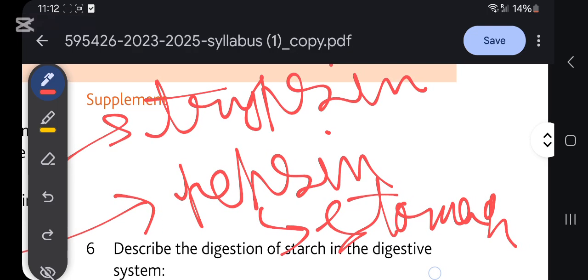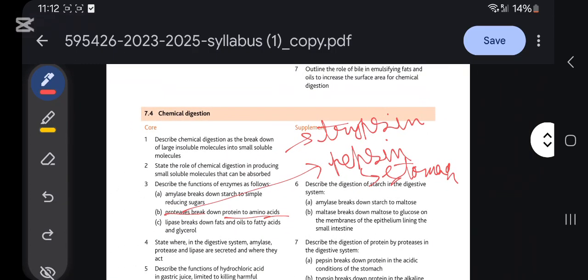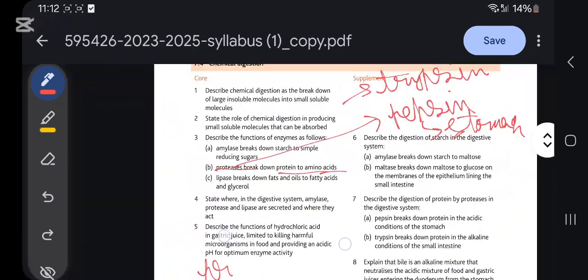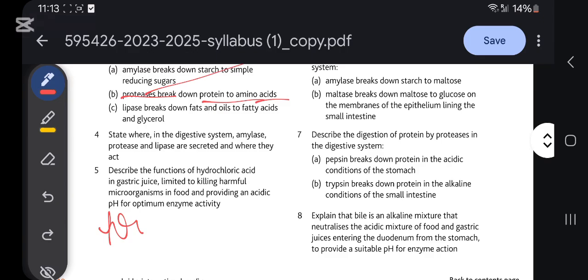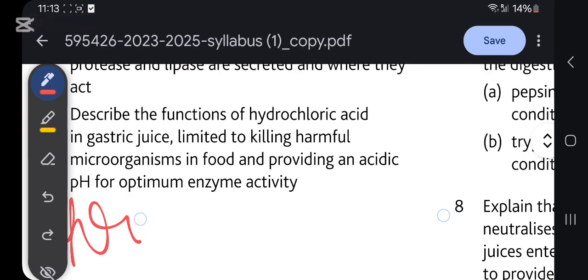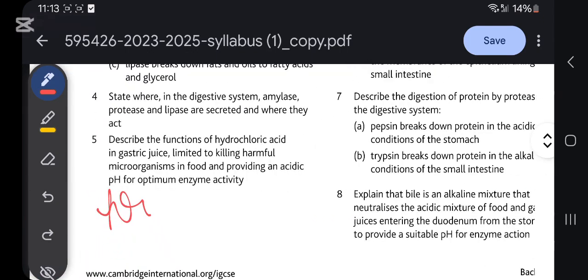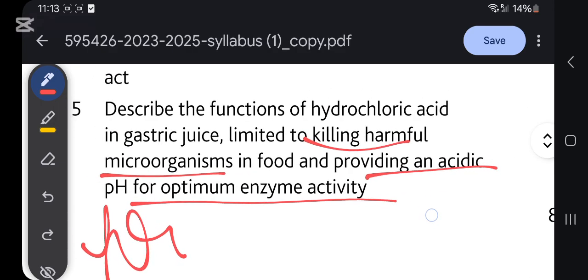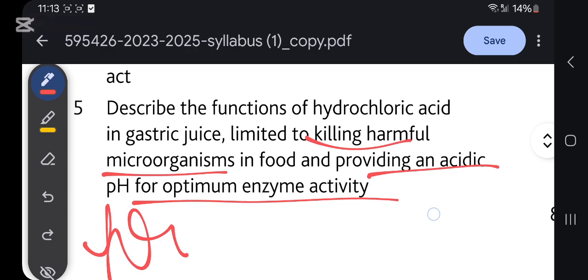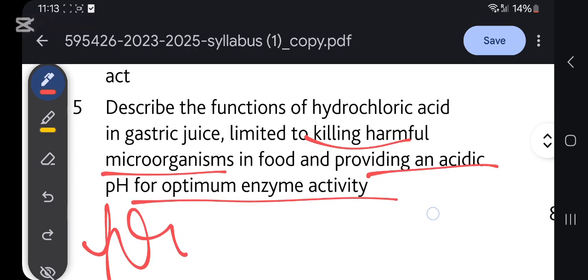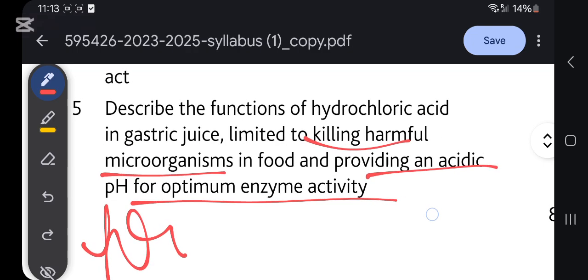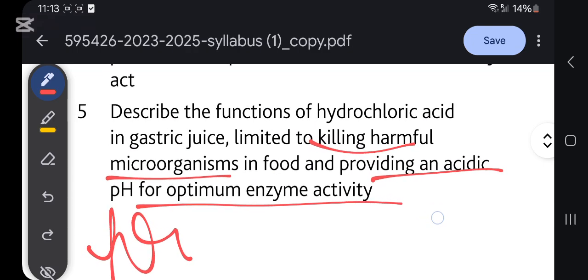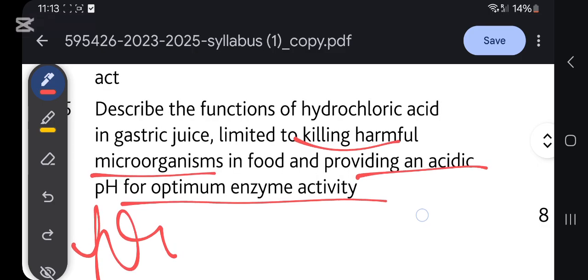So the hydrochloric acid provides the optimum pH for the pepsin in the stomach to work, and for trypsin the pH becomes alkaline. We'll see how it becomes alkaline. For now, hydrochloric acid has two functions: to kill the harmful microorganisms and to provide an acidic pH for optimum enzyme activity. Pepsin works best at a pH of 2. Another role the stomach has is that it churns the food and mixes it really well. After one or two hours, it would pass on to the duodenum.